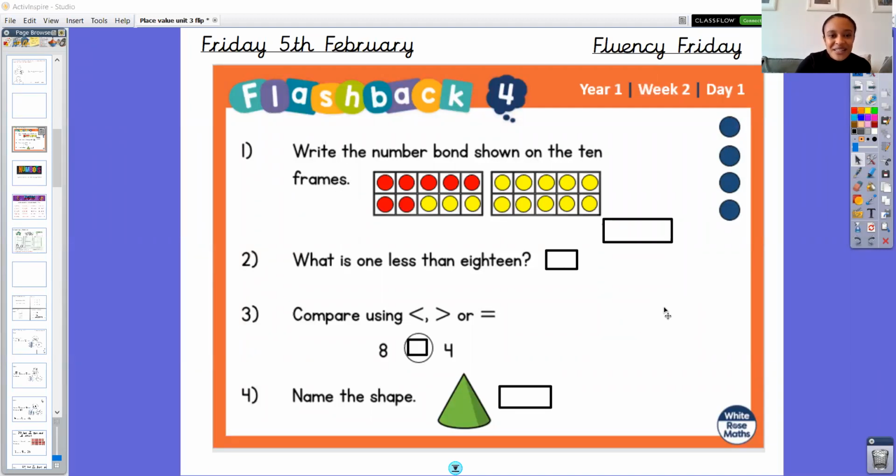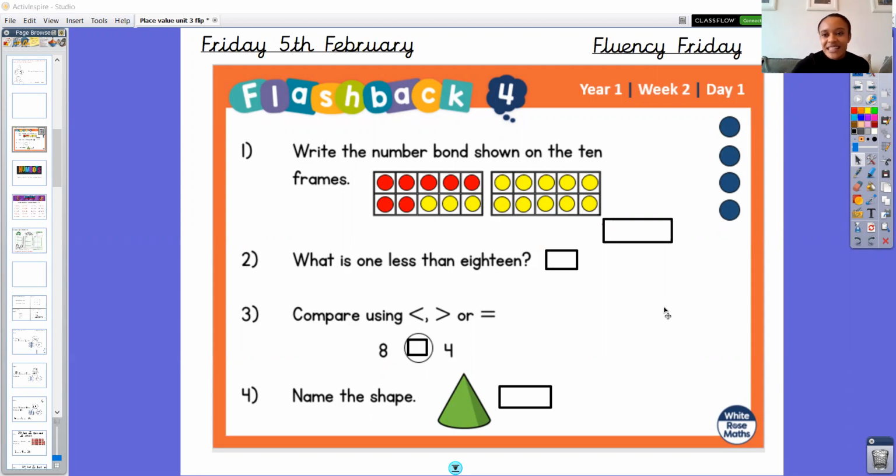Okay, so first question, question 1, write the number bond shown on the 10 frames. Question 2, what is 1 less than 18? Question 3, compare using less than, more than, or equal to. And question 4, name the shape. Okay, so some nice quick Flashback 4 questions. Please pause the video now to complete those.